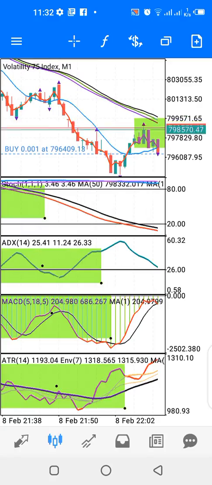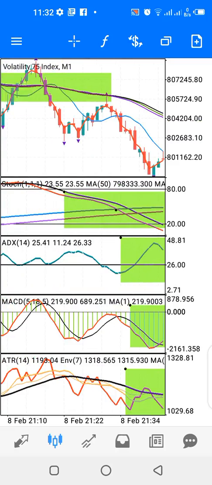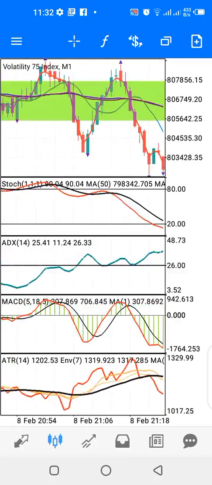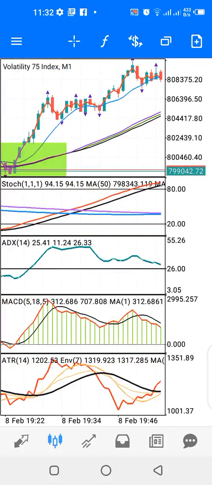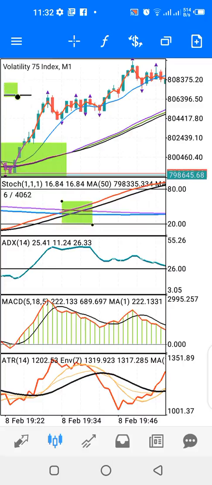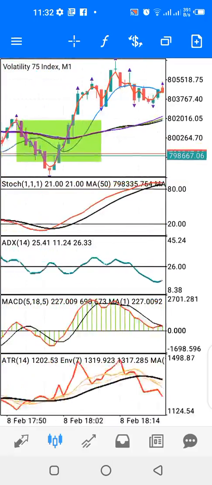Let me expand it. When the red and the black line cross down the blue and the purple line, like we have around here, you have more like a bearish trend development. Where we cross up, bullish trend, change of trend. This is for your change of trend, bullish trend development.